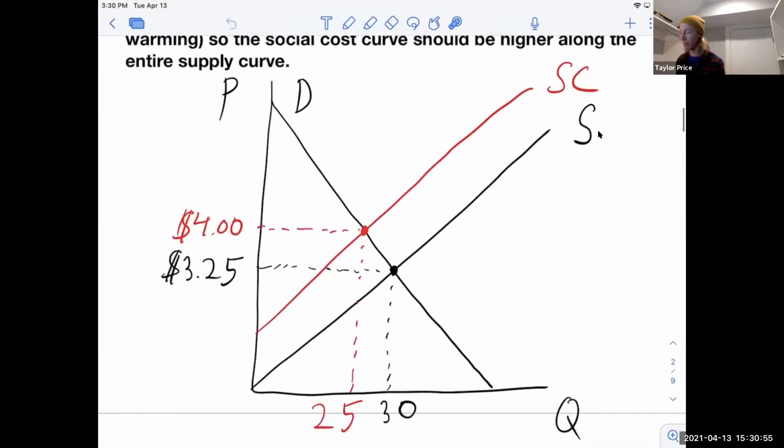We can see that in this rough example, the original equilibrium price is $3.25 and the quantity is 30. But when we have the social cost curve, which internalizes the externality, you have a price of $4 and a quantity of 25. So basically it's pushing the price up and decreasing the quantity.